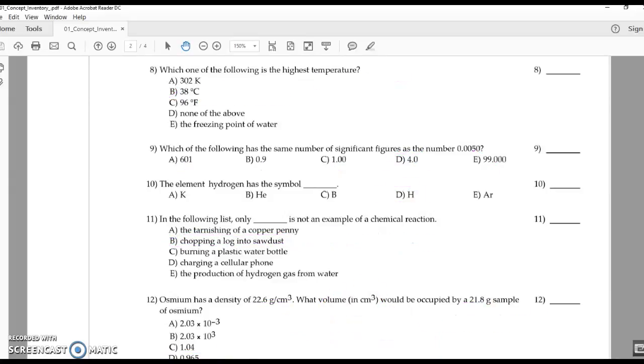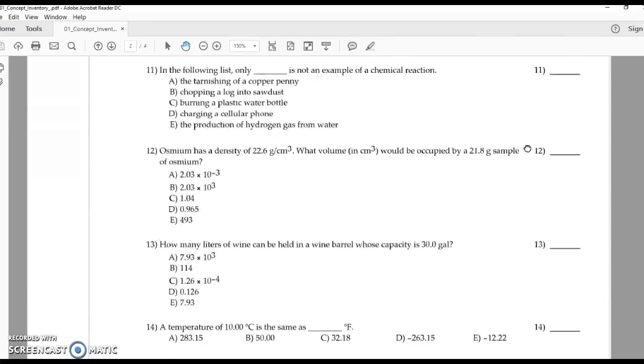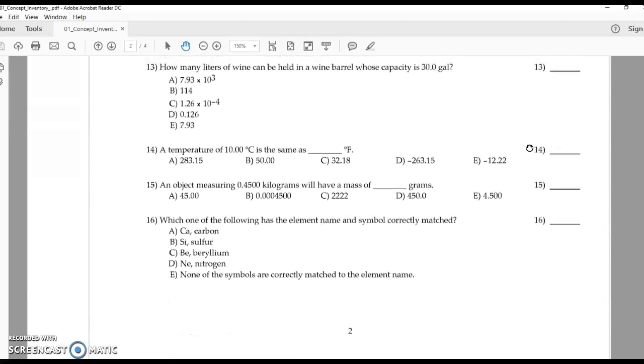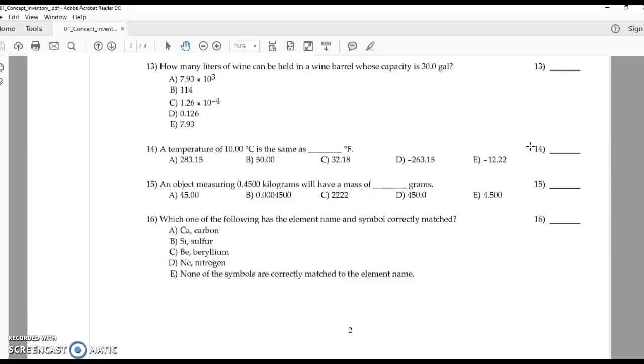Cool, moving on. I'm going fast, so if you want to go back and pause it and look at it, definitely feel free to do that. How many liters of wine are held in a wine barrel at 30 gallons? I'm never going to ask this, and if I do, I will definitely give you the conversion between liters and gallons. I expect you to know the difference between milliliters and liters, but not the difference between liters and gallons, so I'll give that to you. That's kind of a weird question, but the answer is B, 114.